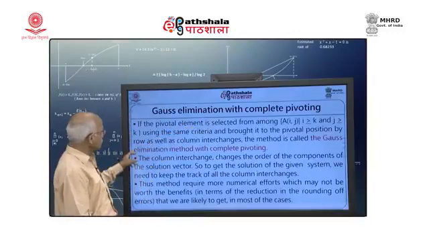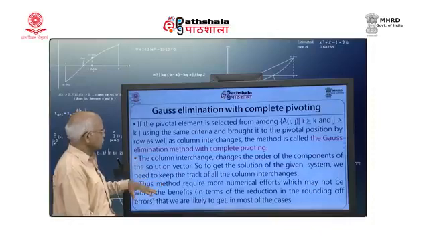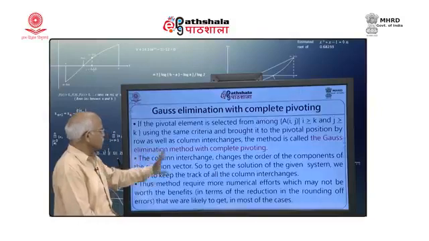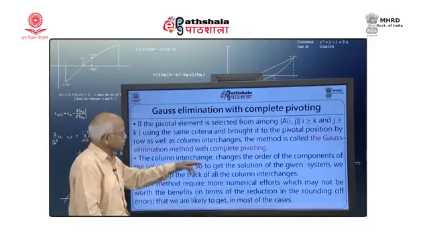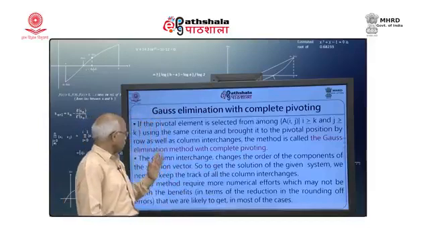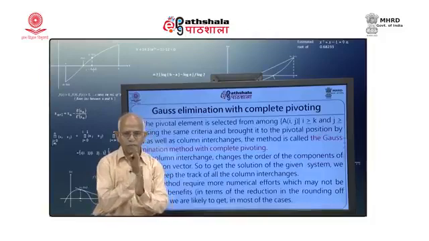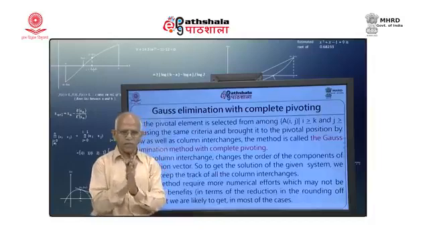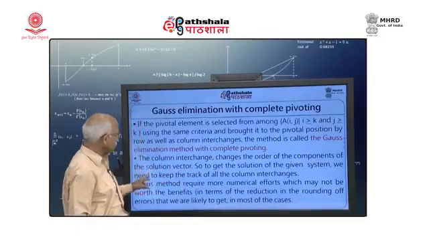So, when you are doing this complete pivoting, we will have to perform row interchanges and column interchanges. So, row as well as column interchanges, the method is called the Gauss elimination method with complete pivoting. The column interchanges change the order of the components of the solution vector. Why? Because when you are interchanging the columns, your variables are also interchanged. That means, x 1 will be changing. If I interchange column 1 and 2, then x 1 will become x 2 and x 2 will become x 1. So, therefore, we will have to keep track of this.